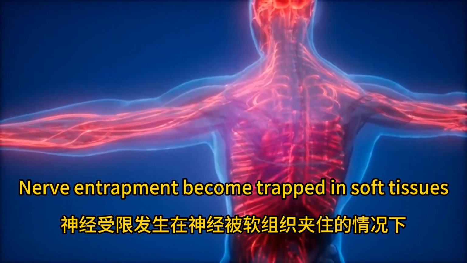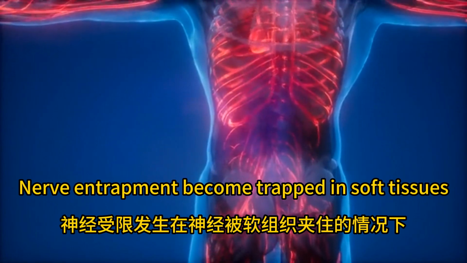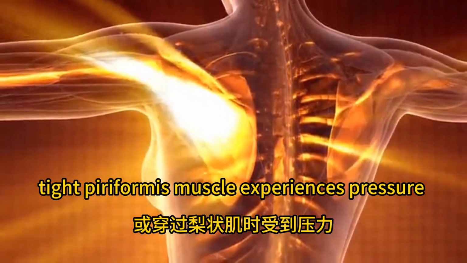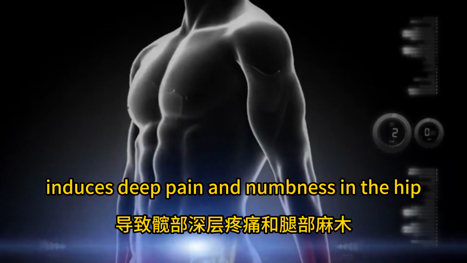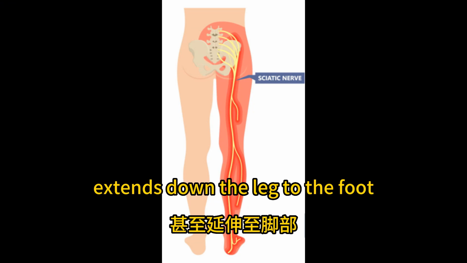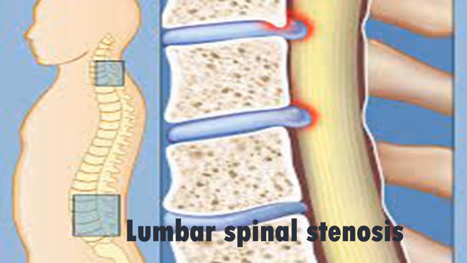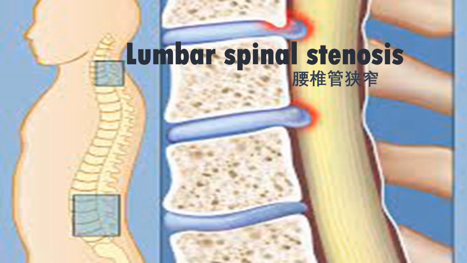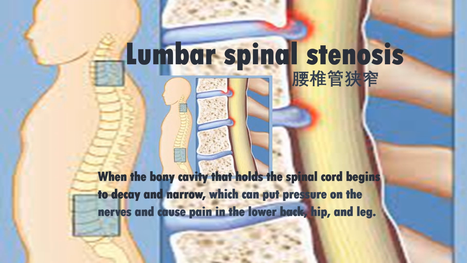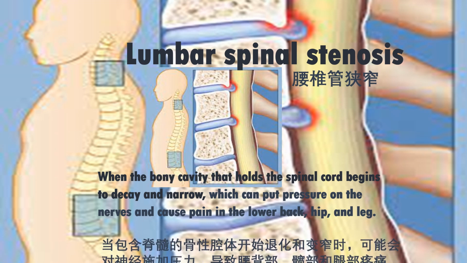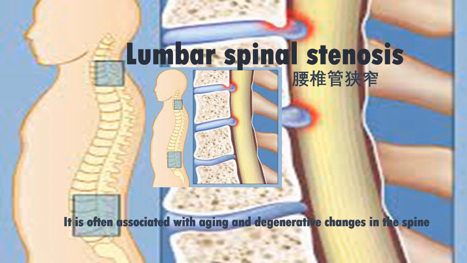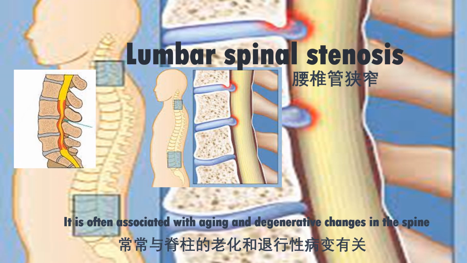Nerve entrapment occurs when nerves become trapped between soft tissues. The sciatic nerve, passing beneath or through a tight piriformis muscle, experiences pressure that induces deep pain and numbness in the hip or extends down the leg to the foot. Lumbar spinal stenosis is when the bony cavity that holds the spinal cord begins to decay and narrow, which can put pressure on the nerves and cause pain in the lower back, hip, and leg. It is often associated with aging and degenerative changes in the spine.